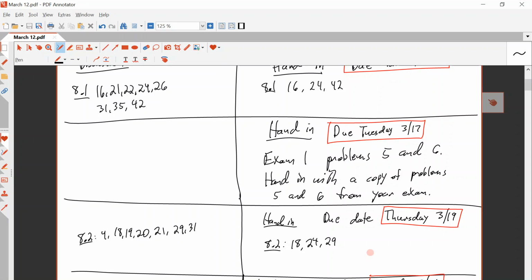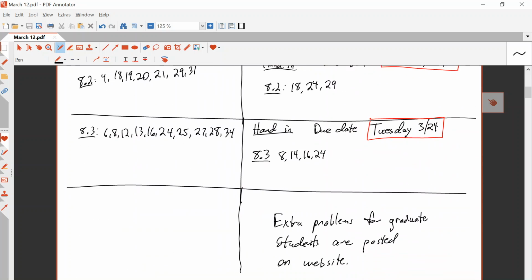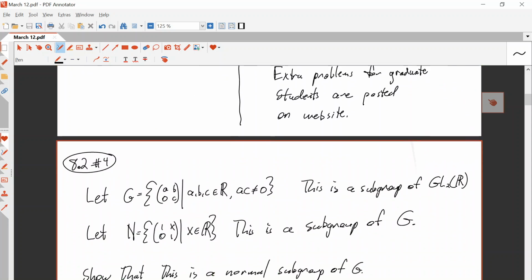The assignment for section 8.2 will be due on Thursday next week. And 8.3 is due on Tuesday of the week after that, on the 24th. Four problems from there. Extra problems for grad students are posted on the website. We will do oral exams on those problems in April. I'm hoping we'll be back by then. If we're not back by then, there will be more discussion on that later.